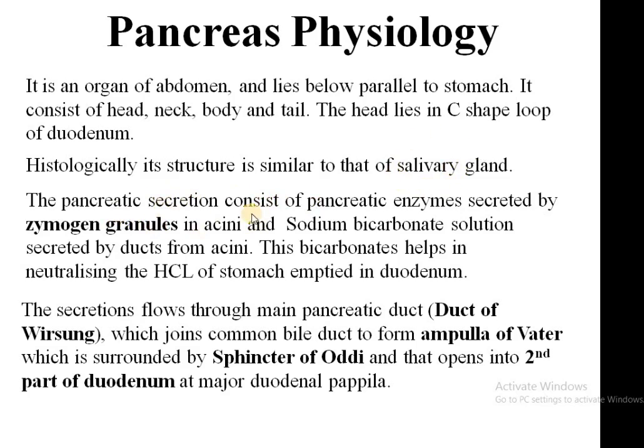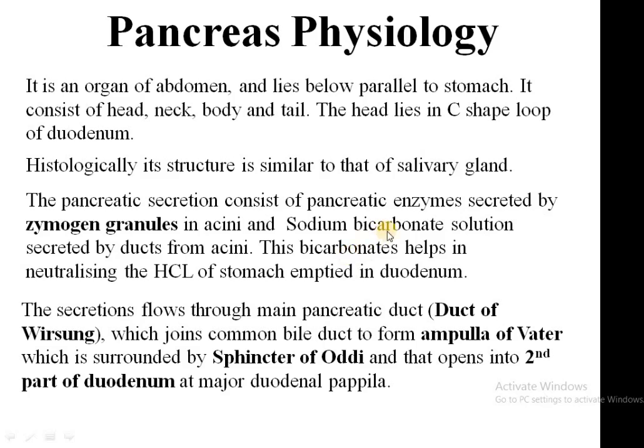Then the pancreatic secretion consists of mainly the pancreatic enzymes and the bicarbonates. The pancreatic enzymes are secreted by the zymogen granules. Remember, the highlighted parts in my presentation are those which are generally asked in the MCQs. So pancreatic enzymes are released by zymogen granules of the acini. These are the cells, and the bicarbonate solution part of the pancreatic juice is secreted by the ducts from the acini.